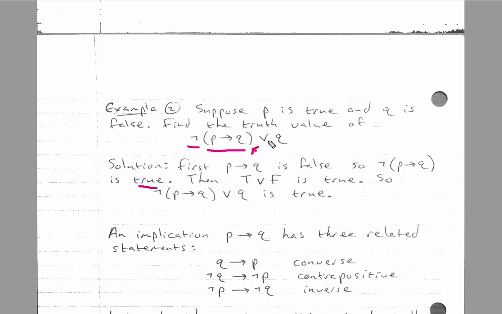And then the last thing is this or operation. So we have something true or Q. Q is false, so that's true or false, and that's true. For or, if one of the two is true, or both, then the whole thing is true.